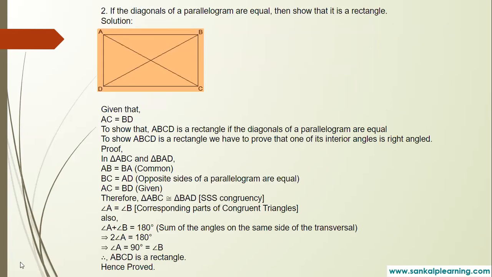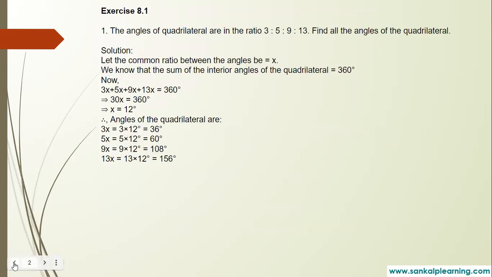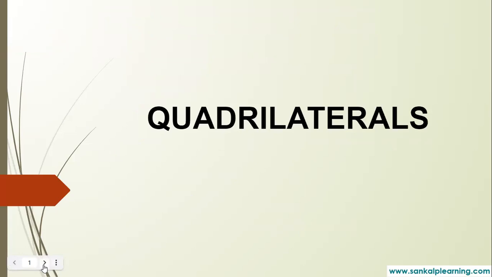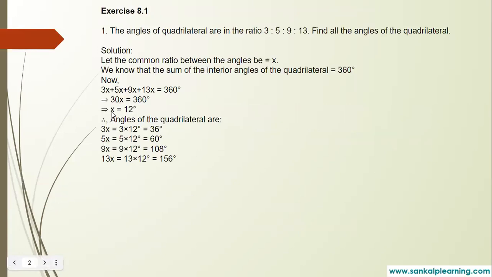Now take x as it is. Keep x as it is on the left and shift this 30 to the denominator. 360 by 30. 0, 0 cancel. 3 ones are 3, 3 twos are 6. So x is 12 degrees.